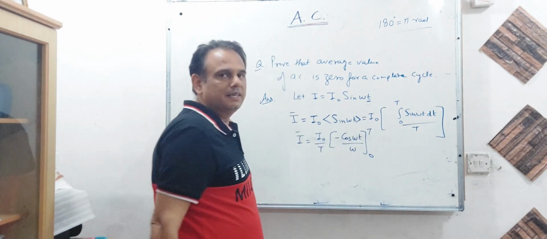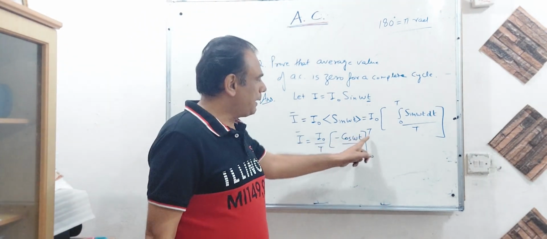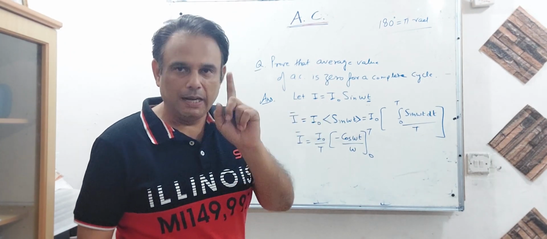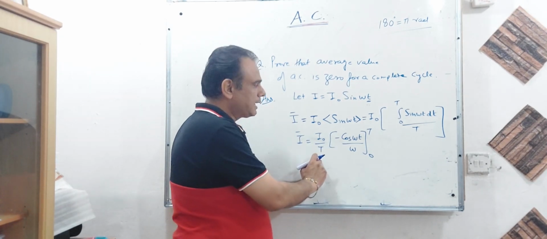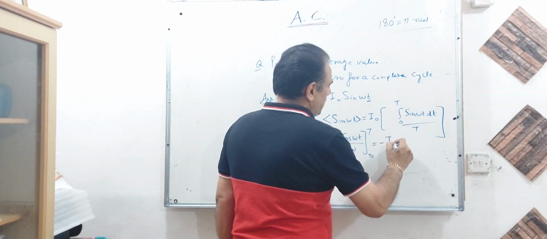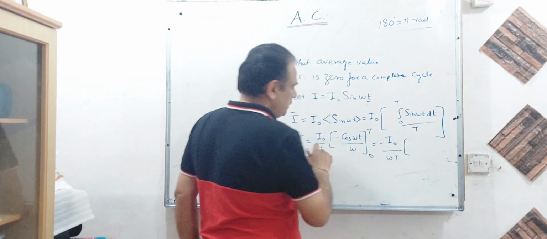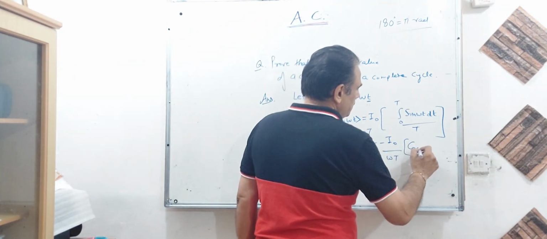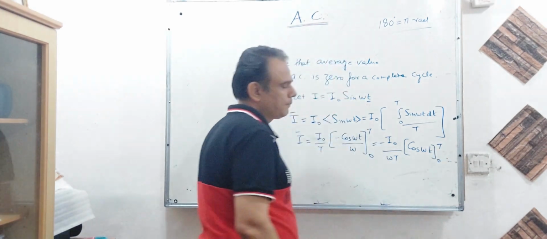Limit 0 to t. Upper limit minus lower limit, you have learned before. Even if you don't know, I am going to tell you how to apply. This omega, you can bring it outside. So it will become minus I naught by omega t. I took the minus also outside. So what is left? Cos omega t, 0 to t.